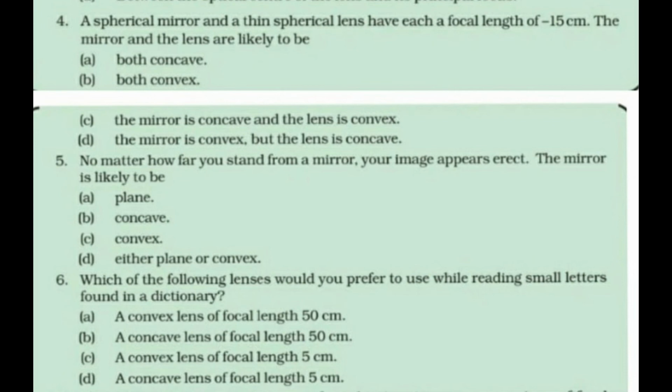Fifth question, no matter how far you stand from a mirror, your image appears erect. The mirror is likely to be a plane mirror, and it may be convex also. That's why option D is correct here. Question 6. Which of the following lenses would you prefer to use while reading smaller letters found in a dictionary? For reading small letters in a dictionary, we need to use a convex lens of smaller focal length. That's why option C is correct, a convex lens of focal length 5 centimeter.